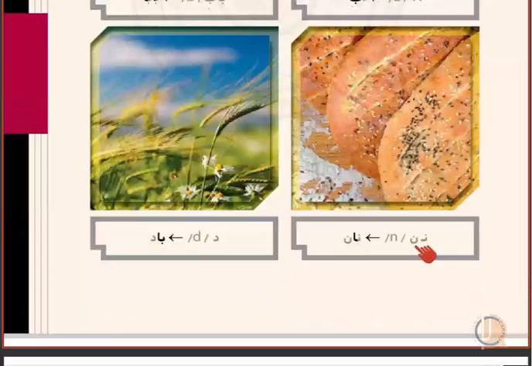Next letter is called Noon. Small n, capital N. The sound is N, as in non. Non is bread. You see that we use the small n at the beginning position and the capital N at the final position. You can also use the small n in the middle position. Next one is called Dal. The sound is D, as in bad, wind.